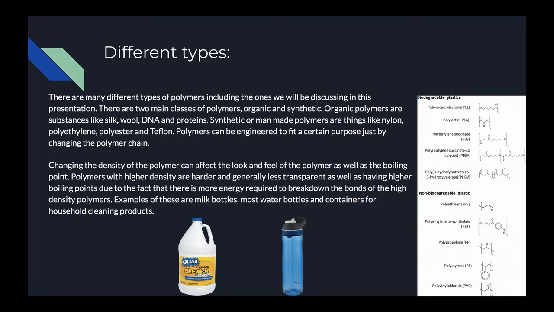Polymers can be engineered to fit a certain purpose just by changing the polymer chain. Changing the density of the polymer can affect the look and feel, as well as the boiling point. Polymers with higher densities are harder and generally less transparent, as well as having higher boiling points due to the fact there is more energy required to break down the bonds of the higher density polymers. Examples of these are milk bottles, most water bottles, and containers for household cleaning products.